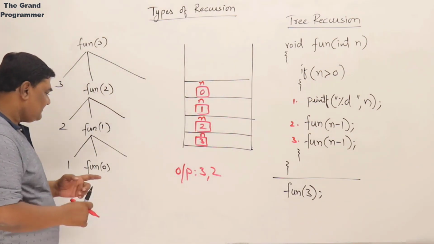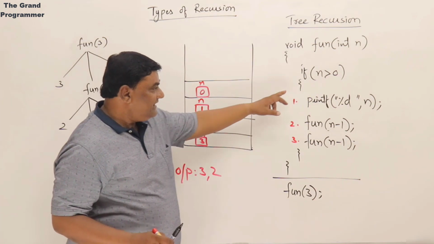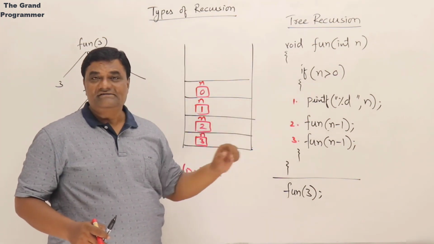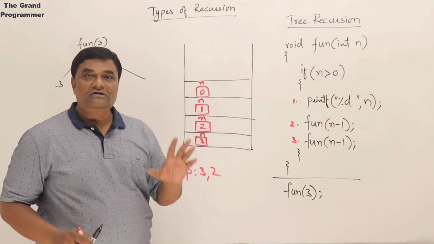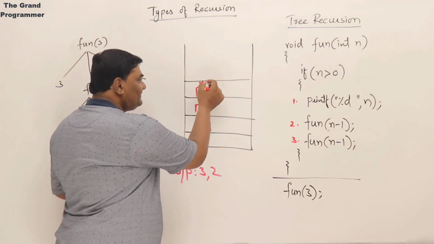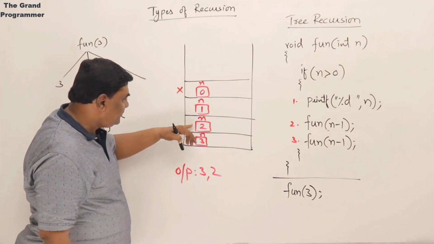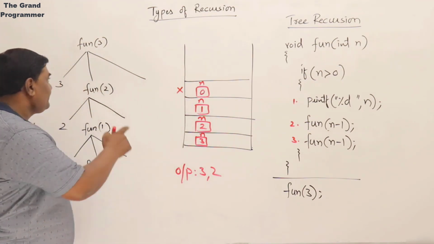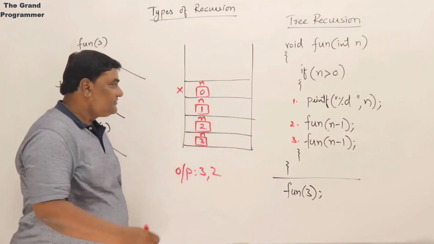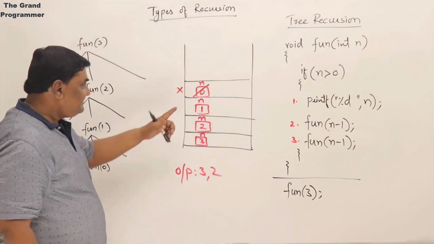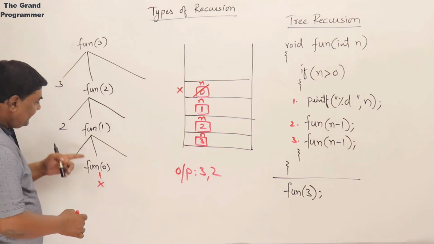Now this time fun of 0, 0 greater than 0, no. So it will not enter inside and it will not perform these steps. So the function call terminates, and this activation record is deleted from the stack. Before deletion, if you count 1, 2, 3, 4 activation records. How many calls? 1, 2, 3, 4. 4 calls, so 4 activation records are there. So this is deleted. Once it is deleted, it will go back to the previous call. It means this has finished.